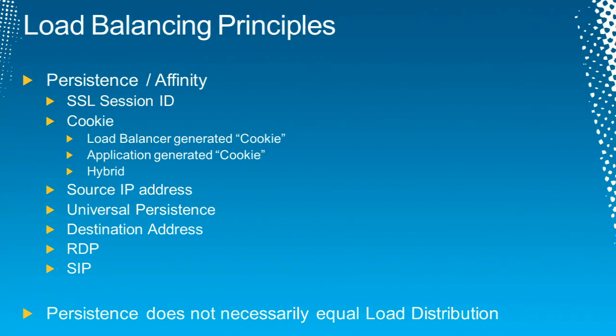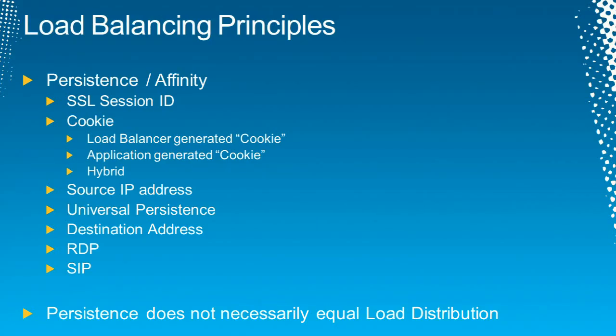The simplest option is something called source IP. We just use the source IP of the client, and that source IP will always go back to the same CAS server in the array once the first one is picked out, right? So source IP address is the simplest, but source IP address doesn't always work for us. We'll explain some of the issues with source IP going on. There's a concept of universal persistence, destination address, RDP, SIP, right? There's multiple persistence types. But in general, we're going to look at SSL session ID, cookie, and source IP when it comes down to Exchange.